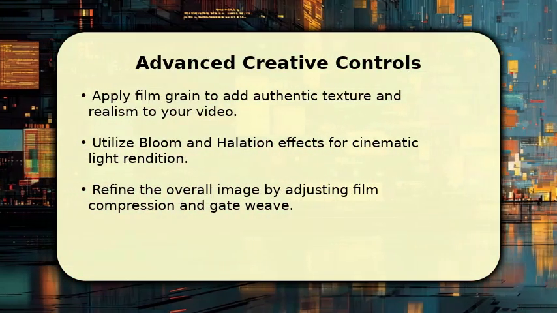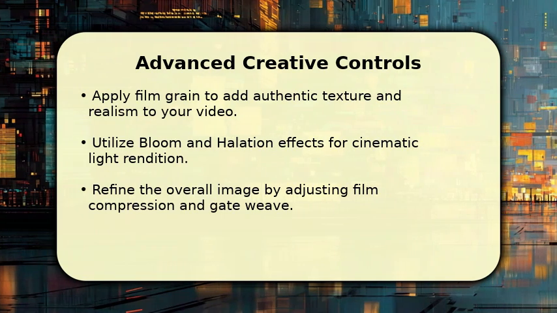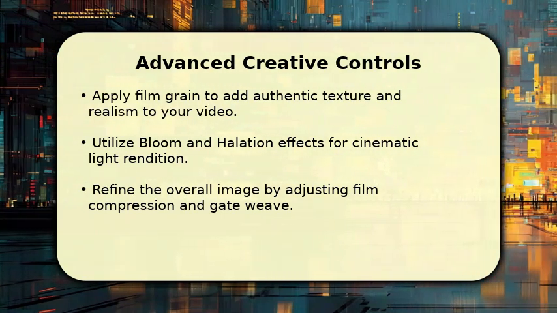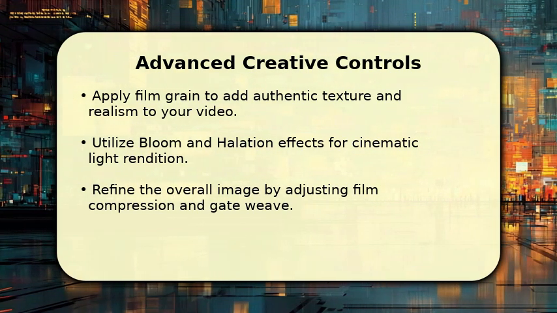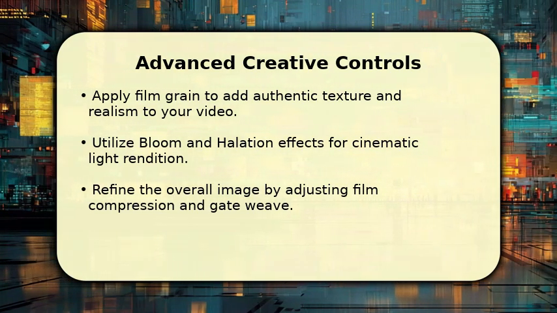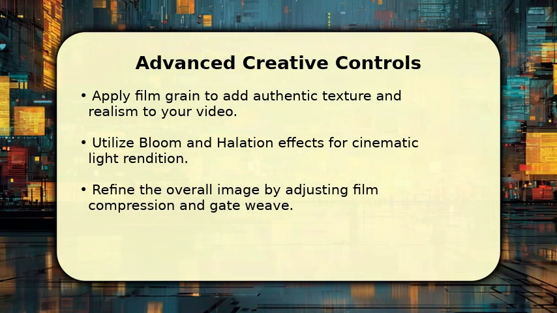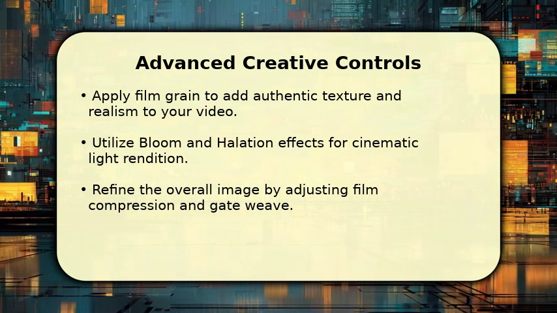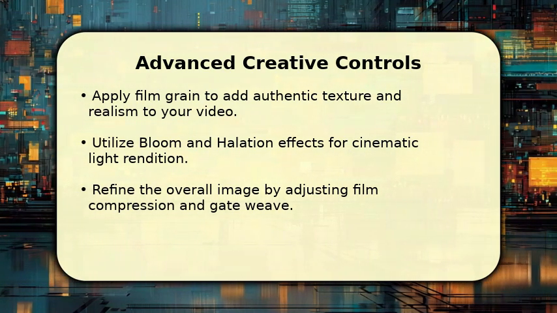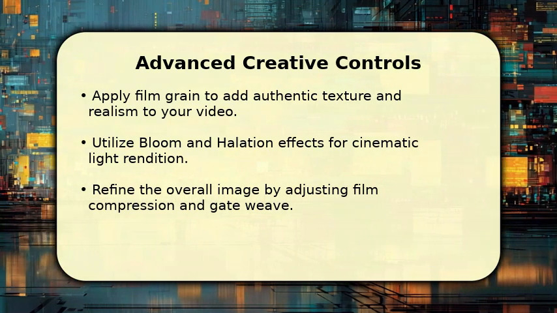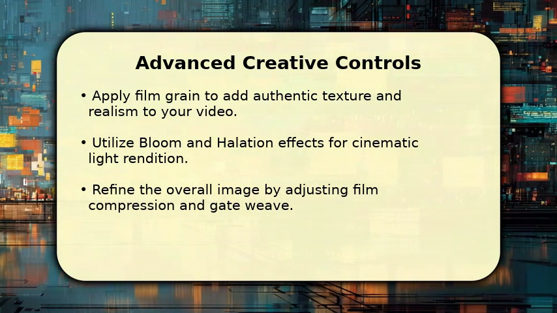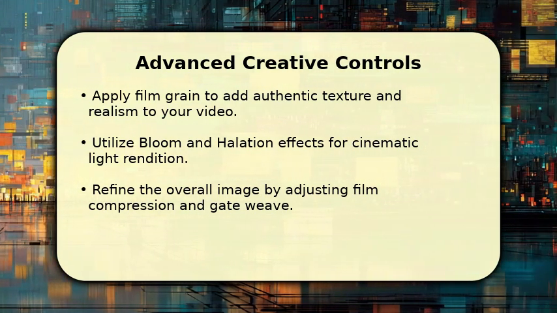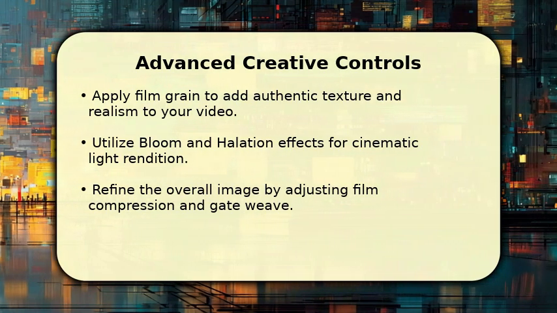Dehancer offers powerful advanced controls to further enhance your cinematic vision. Introduce realistic film grain, adjusting its size and amount to mimic various film stocks and capture the natural imperfections of analog capture. Explore the bloom effect, which softens highlights and creates a beautiful glow, and halation, which simulates the red light spill around bright areas, adding a subtle warmth. Finally, fine-tune film compression and gate weave to achieve an even more authentic film print appearance, bringing a distinct character to your visuals.